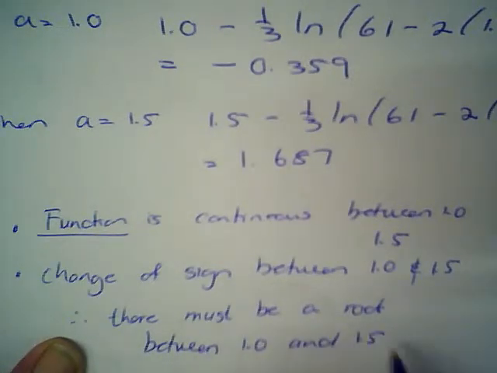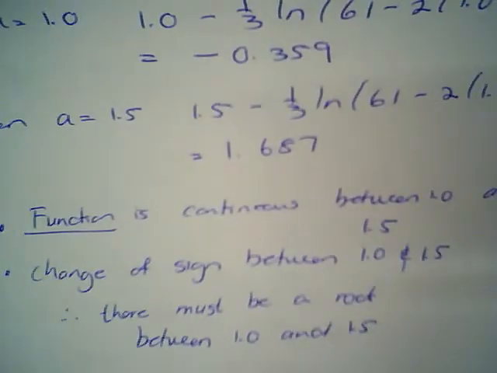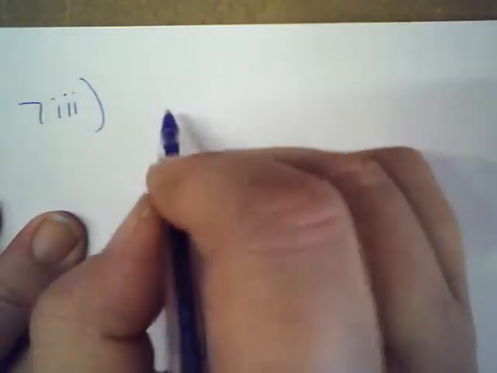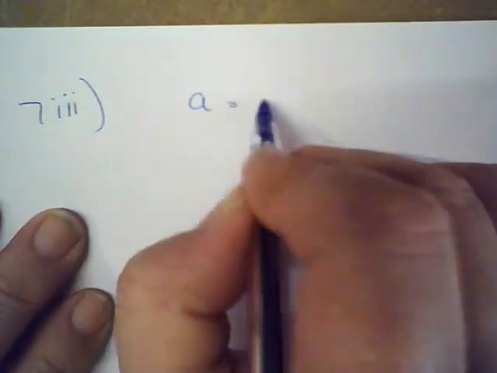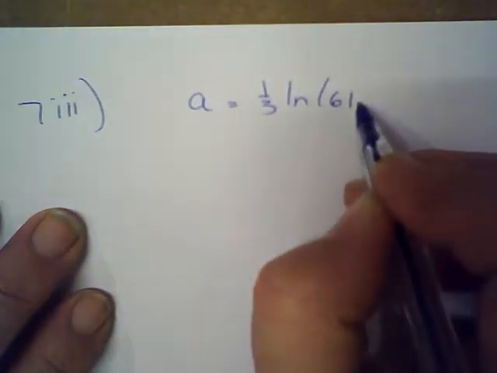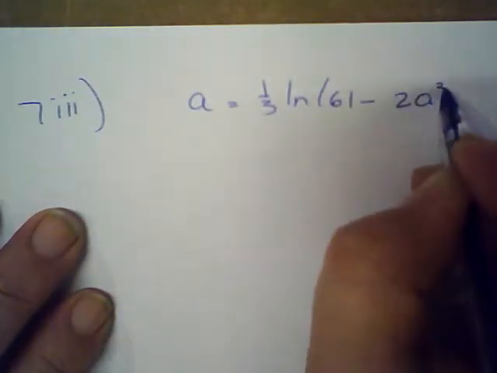And 1.5. Okay, good. And that concludes question part 2. Let's move on to part 3 of question 7. Now use an iterative formula based on the equation in part 1, so a equals 1/3 natural log of (61 minus 2a cubed).